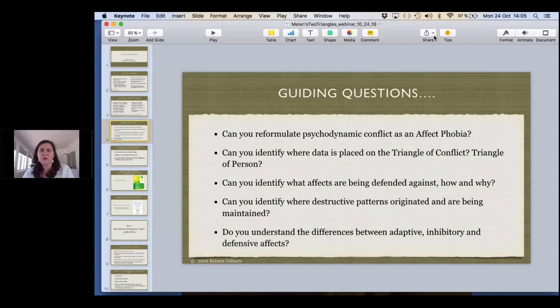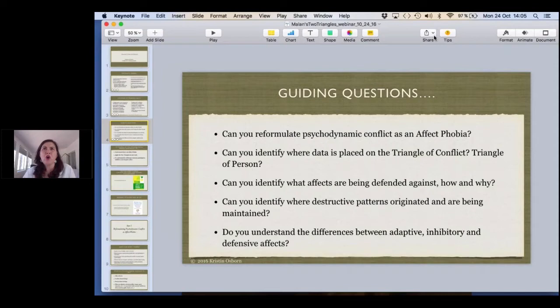Then we're going to help you understand how to apply the affect phobia concept to Malan's two triangles, which are the triangle of conflict and triangle of person. And I know most of you are familiar with those triangles. We're really going to be thinking about why people are defending against affects and how they are defending against them. We're looking at destructive patterns, how they originated and how they're being maintained.